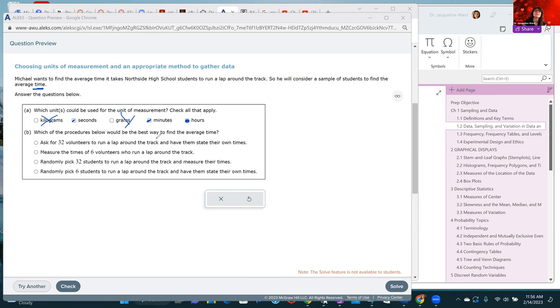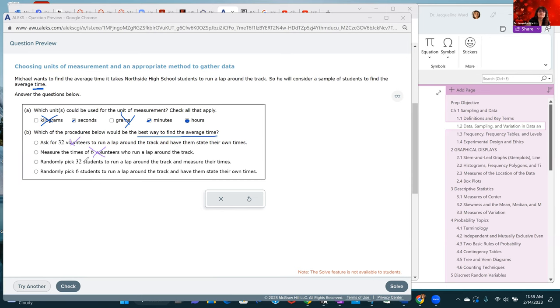And now, which of the procedures would be the best way to find the average time? So should you ask for volunteers to run a lap, and then they'll tell you their time? I see two problems with that. The first one is, when you ask for volunteers, they're probably going to be on the track team, like me. Although I was not good at the 400, which is one lap. I was a sprinter and I ran the 100 and 200. But the volunteers might be fast, and he wants to know out of the whole school. And then you don't want people to give you their times. You want to time them. So if you can get away from it, it's better to not have volunteers.